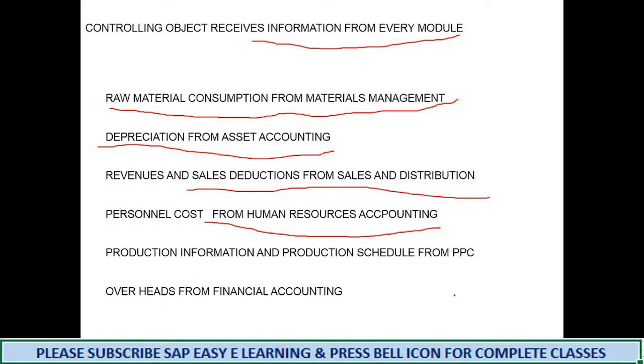Then production information or production schedule information is taken from production planning and control. Production quantities, raw material inputs, all this information is taken from production planning and control. Like that, the majority of the expenses are taken from different modules. Then what is taken from FI general ledger directly? All the expenses other than what we have discussed till now will be posted directly in the general ledger and they will be taken to controlling directly from the general ledger.